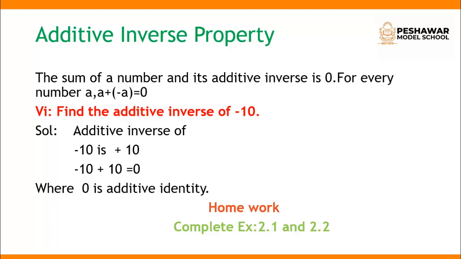Now our next topic is the additive inverse property. The sum of a number and its additive inverse is 0, where 0 is the additive identity. It should also be helpful in your objective. So what is the additive identity? 0 is the additive identity for every number a. The additive inverse of a is minus a. Whenever we add them, a plus minus a, we get 0, where 0 is the additive identity. Now in question number 6, find the additive inverse of minus 10.